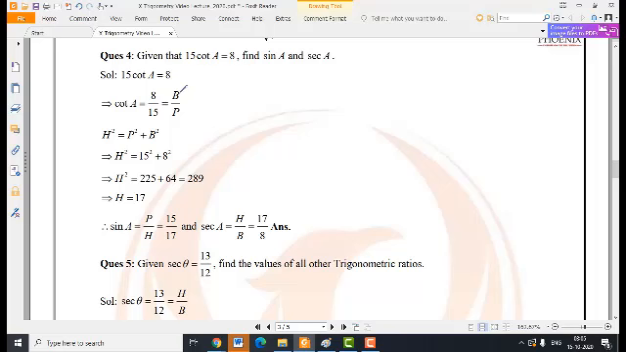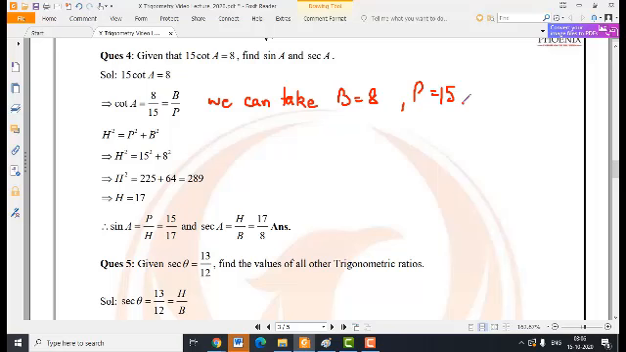It means I can compare and we can take base equal to 8 and perpendicular equal to 15. So this we can take by just comparing the ratios. It means which side is not known to us? Hypotenuse is not known to us. How to calculate hypotenuse? Using Pythagoras theorem. So apply Pythagoras theorem, h square equals p square plus b square.